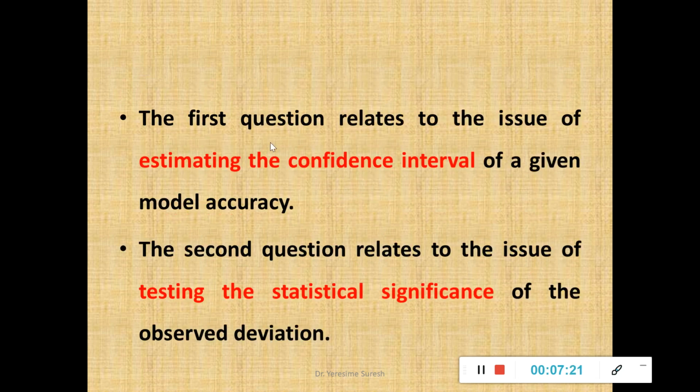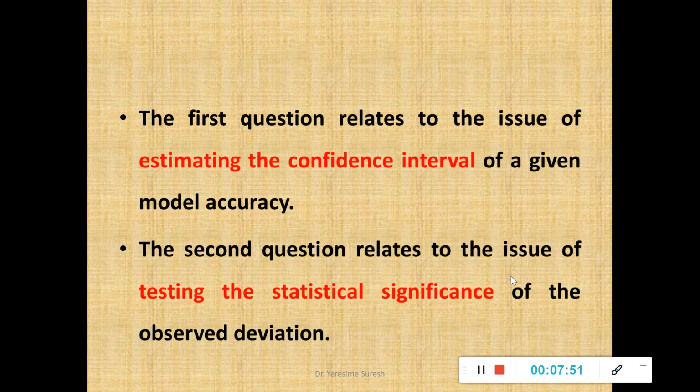We will see. The very first question relates to the issue of estimating the confidence interval of a given model accuracy. That means as a model developer, will I believe or rely on, or in the simple sense, confidence is reliability. Will I rely on model A or model B? That can be defined by estimating the confidence interval. We'll see how to find the confidence interval by looking at the theoretical concepts as well as we'll solve a problem.